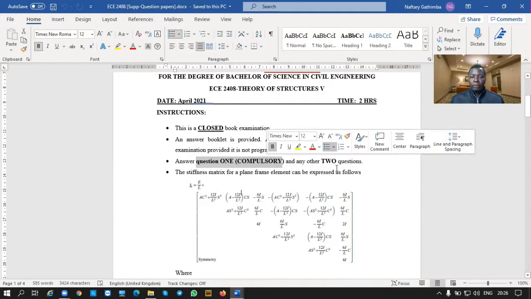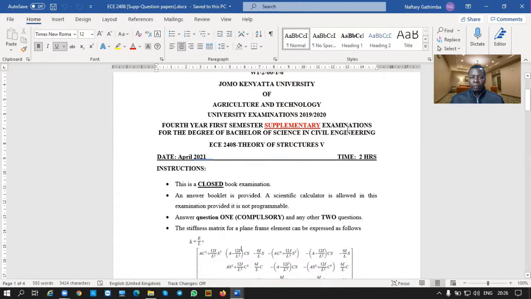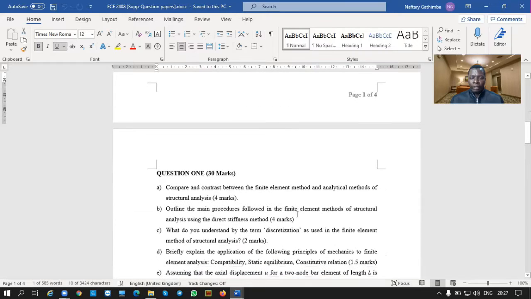Question 1, I usually put it compulsory, then you just select any other 2 questions. This was a supplementary question. Of course, there is the first take, and then if there is a problem and somebody didn't pass or somebody missed the exam, usually after approval by the university, we have the separate exam. So that's why I'm saying supplementary. My focus is not on that.